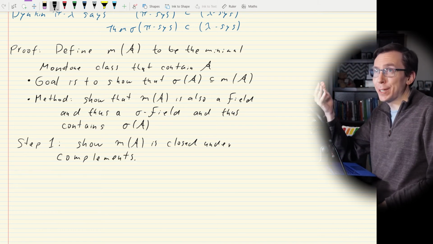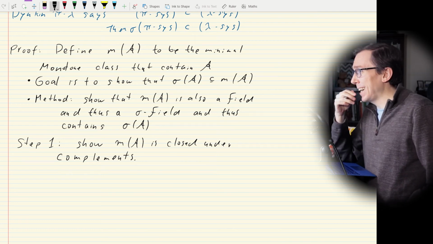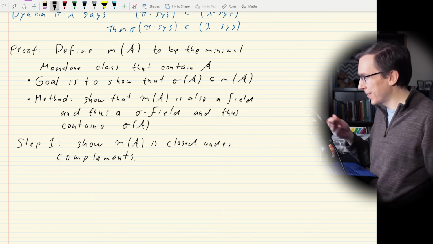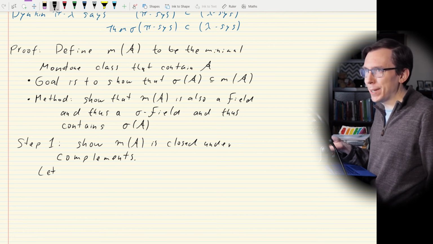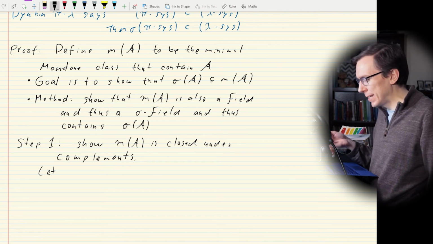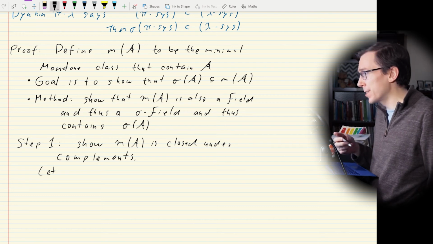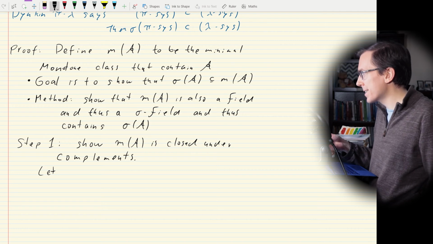If we really wanted to, we could try to argue that it's closed under set subtraction, but I think complements is just easier, so that's why we're doing it this way, and that's why I was ranting earlier about why we can replace set subtraction with complements in the definition of a field. Again, different textbooks use different definitions, but they're all equivalent objects.